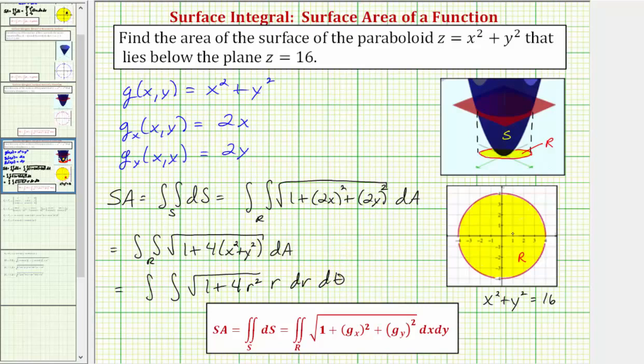And now using the region R here, we'll determine the limits of integration. The limits of integration with respect to r would be from 0 to 4. The limits of integration for theta would be from 0 all the way around to 2 pi. Let's go ahead and evaluate this to determine the surface area on the next slide.